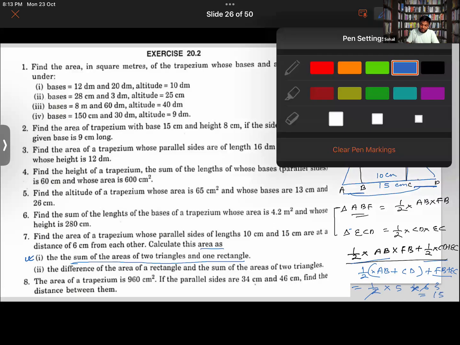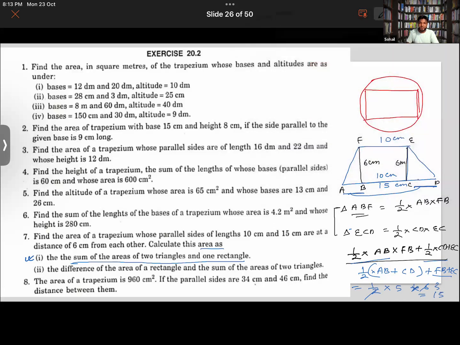So the sum of the two triangles' area is equal to 15. And the rectangle is simply going to be 10 multiplied by 6. So that is 60 plus 15 here. That gives you 75 square centimeter. Similarly, the second one can also be solved. It's saying that you need to find the difference of the rectangle and the sum of the areas of two triangles. The sum of the areas of two triangles we found out to be 15, and for the rectangle it's 60. So 60 minus 15, that is going to be 45 square centimeter.